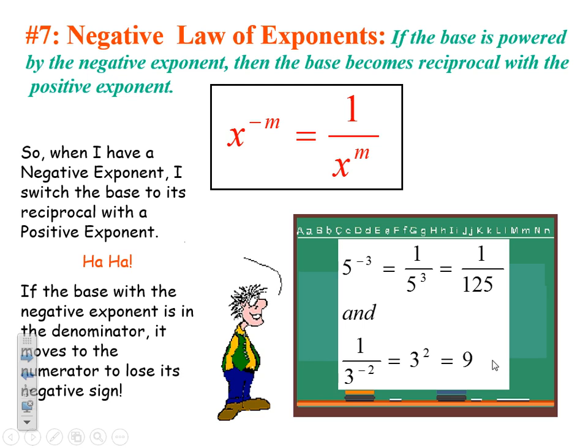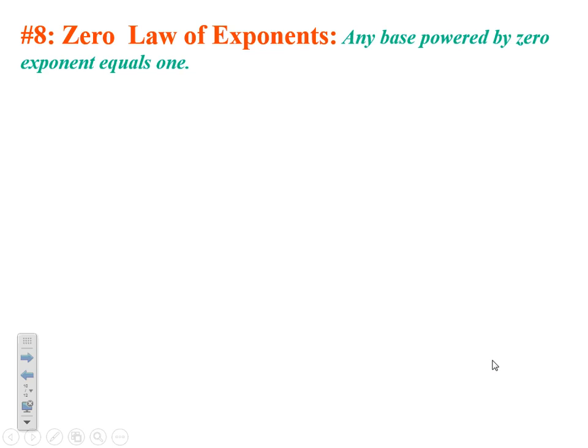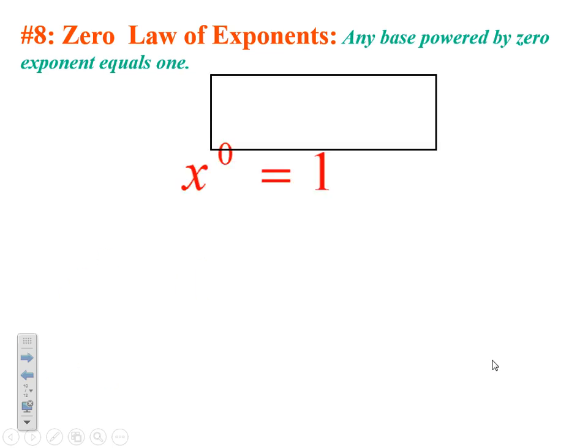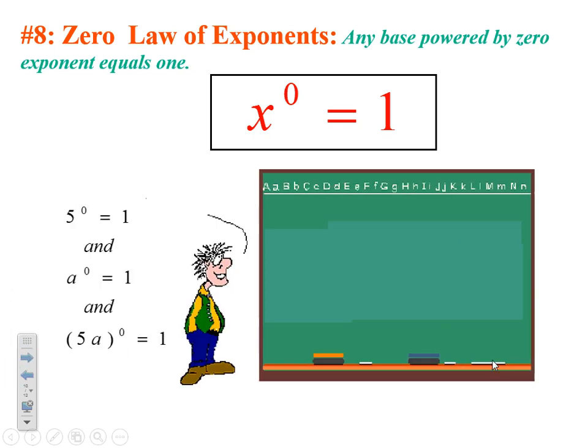All right, our last law of exponents is number 8, the zero law of exponents. Any base powered to the zero exponent equals 1. So with variables, it's going to look like this. x to the 0 equals 1. Now I have a few examples for you for this one.